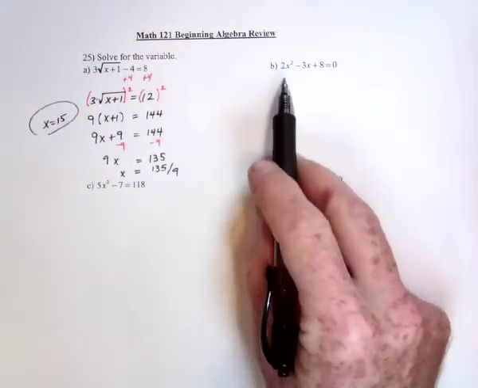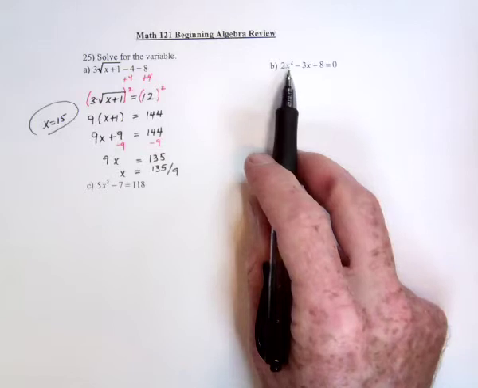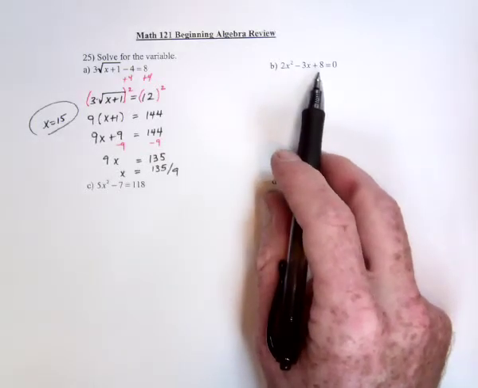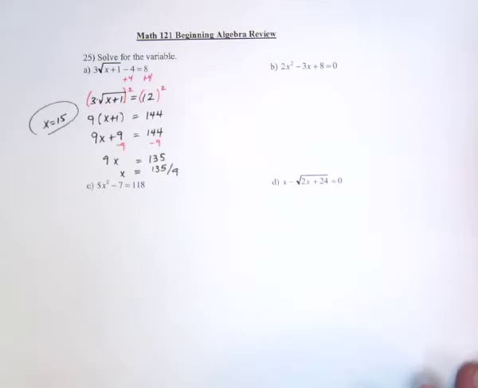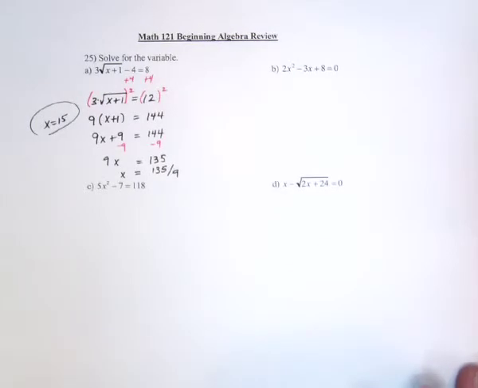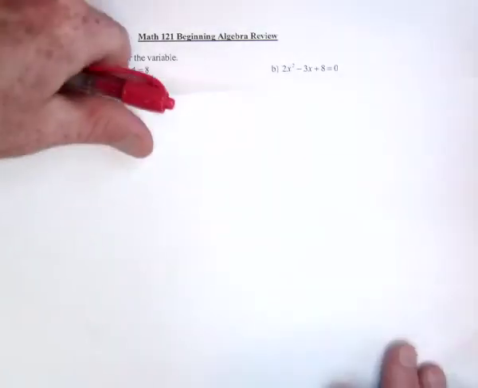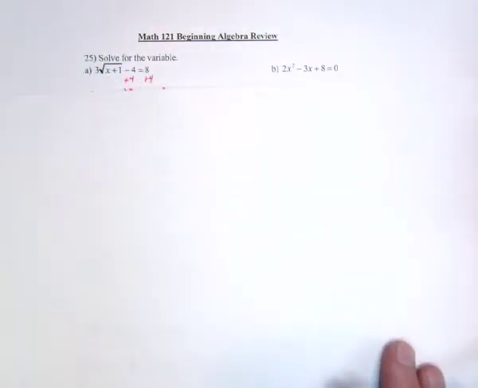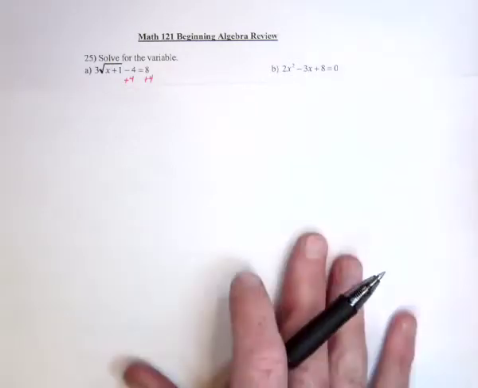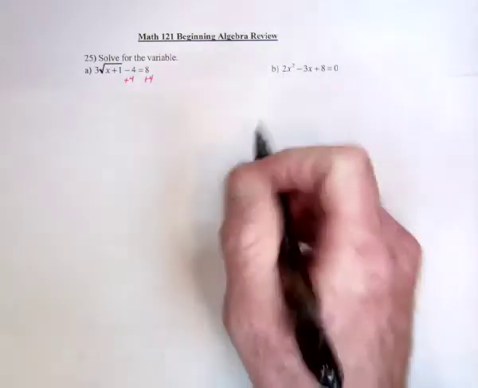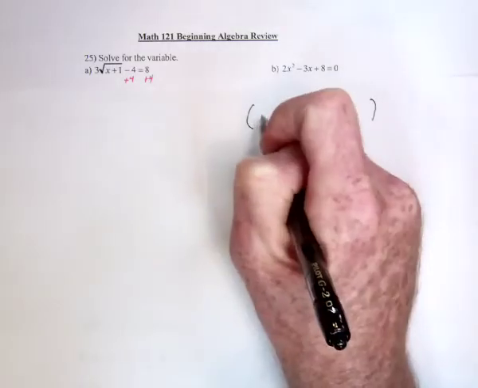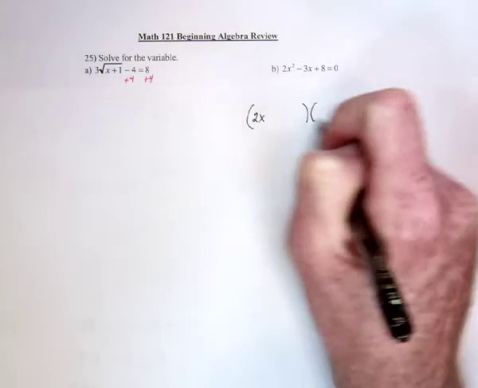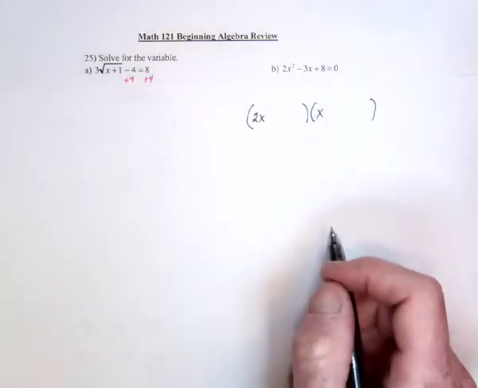For the next one, whenever it's got x squared and an x and a number, then it's possible that it could be factored. It's possible we need to use the quadratic formula. So let's try factoring. With factoring, when the leading coefficient is not a 1, then you need to start there. Say to get a 2x squared, I would need a 2x times an x.